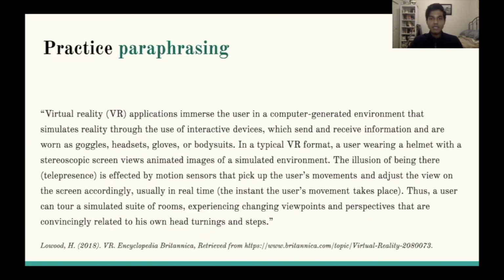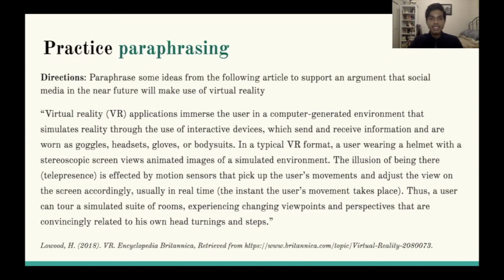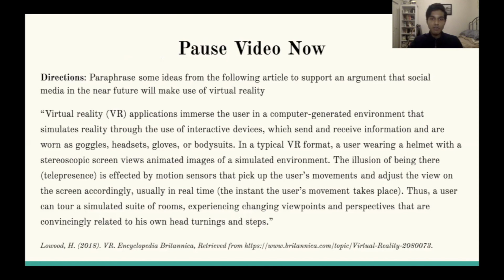Now that we've discussed how to paraphrase from a source, you can try a paraphrasing exercise yourself. In this exercise, you will be paraphrasing some ideas from the article on your screen to support an argument that social media in the near future will make use of virtual reality. Pause the video for a few minutes and give this activity a shot.